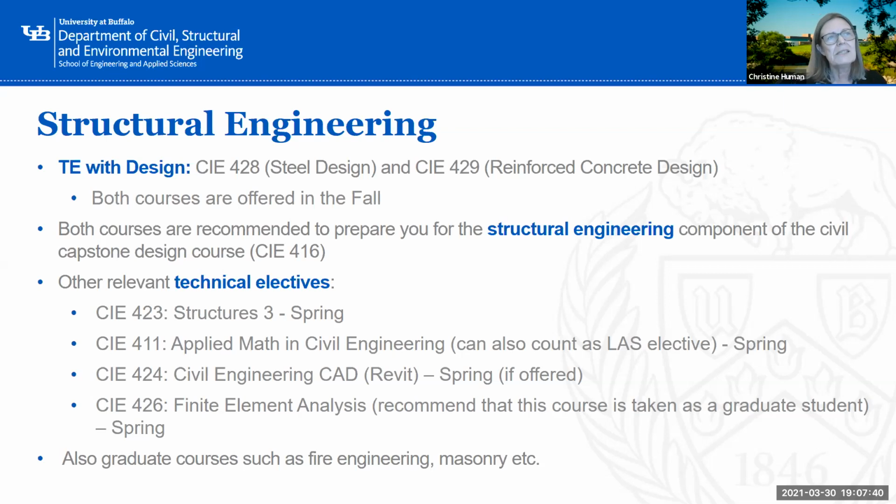And then some of the technical electives that you might consider taking: Structures 3, which is in the spring, Applied Math, which is in the spring. We're not sure whether we can offer the Revit class, CIE 424, in the spring. That kind of depends on what the allowance is for hiring adjuncts. There's also finite element analysis, but that's one of the classes that I often recommend students, if they're going to go to grad school, leave until they're a graduate student. And there's a couple of good graduate classes that some undergraduates take, like fire engineering or masonry. So those are some of the courses that you might consider if you're interested in structural engineering.